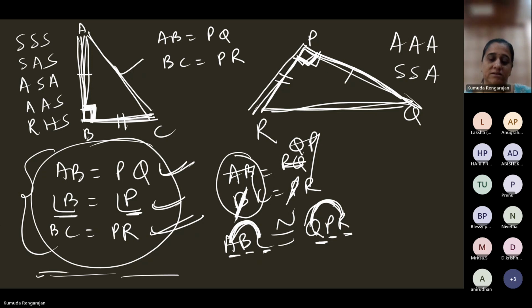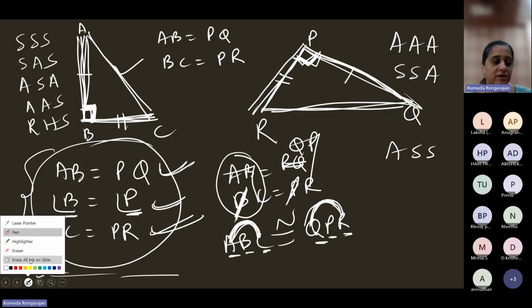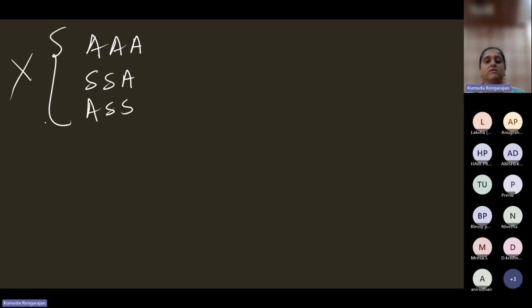SSA is also not, or ASS, whatever, ASS is not a valid congruence criterion. Let me write that. AAA, SSA or ASS, not valid congruence criteria. I can just give you one example for this one.